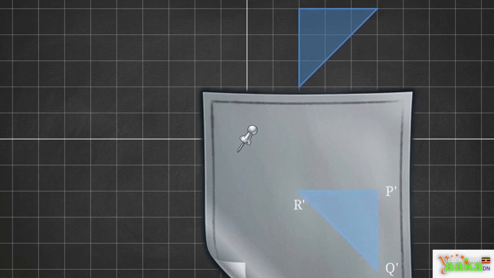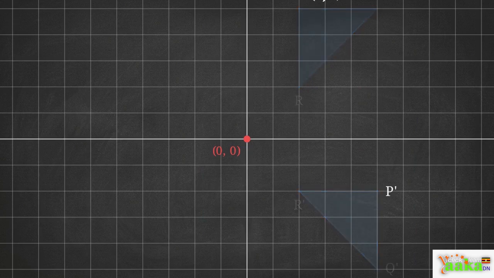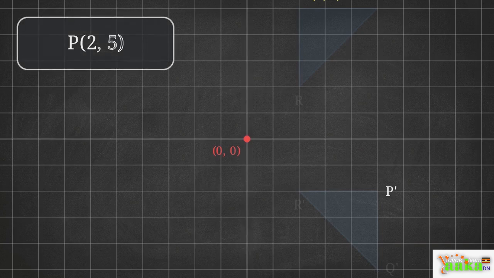But we don't need the tracing paper. We can bypass manual work using a coordinate shortcut. For a 90-degree clockwise rotation around the origin, you simply take your original x and y coordinates, swap their positions, and flip the sign of the new y value. Let's see if you can apply a similar rule.